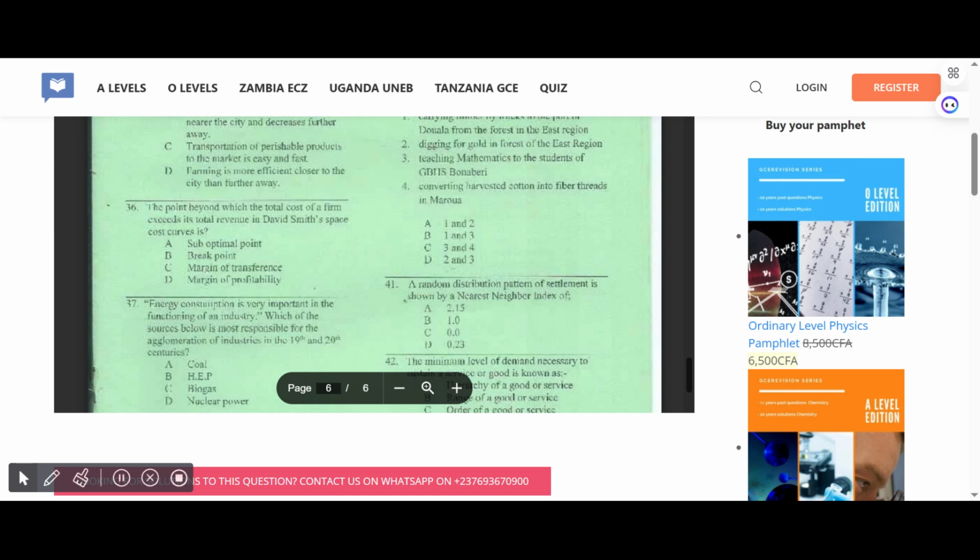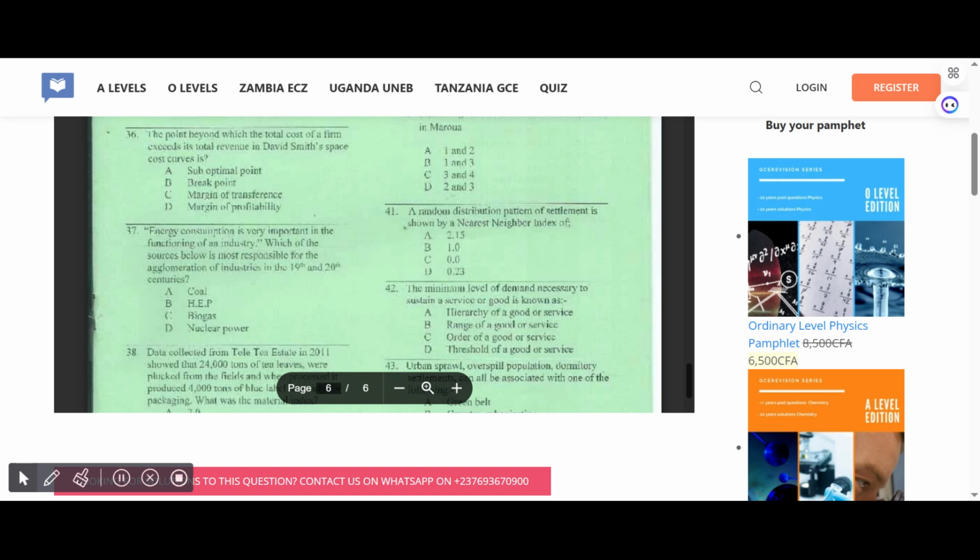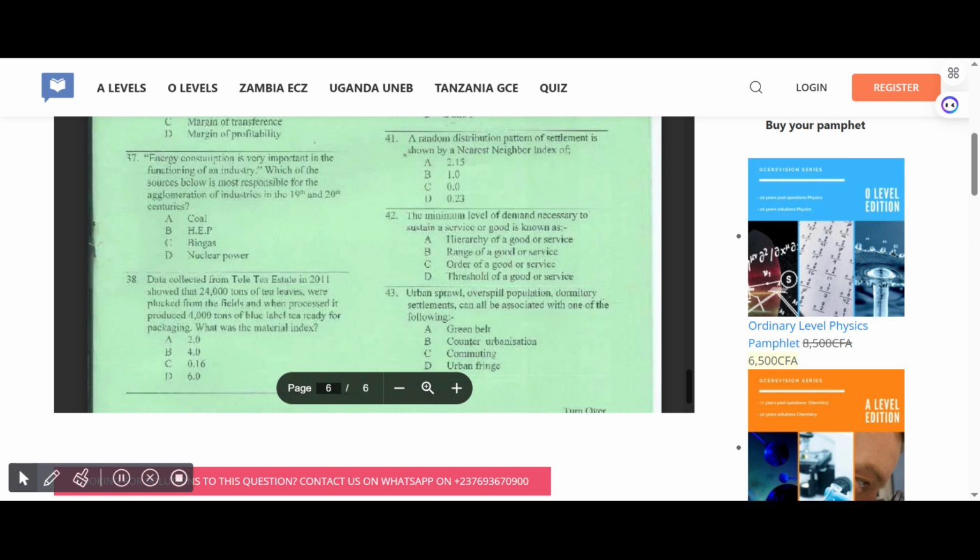Converting harvested region role into threat in Marwa. Correct answer is C, which is 3 and 4. A random distribution pattern of settlement is shown by a nearest neighbor index of. Correct answer is B, which is 1.0.